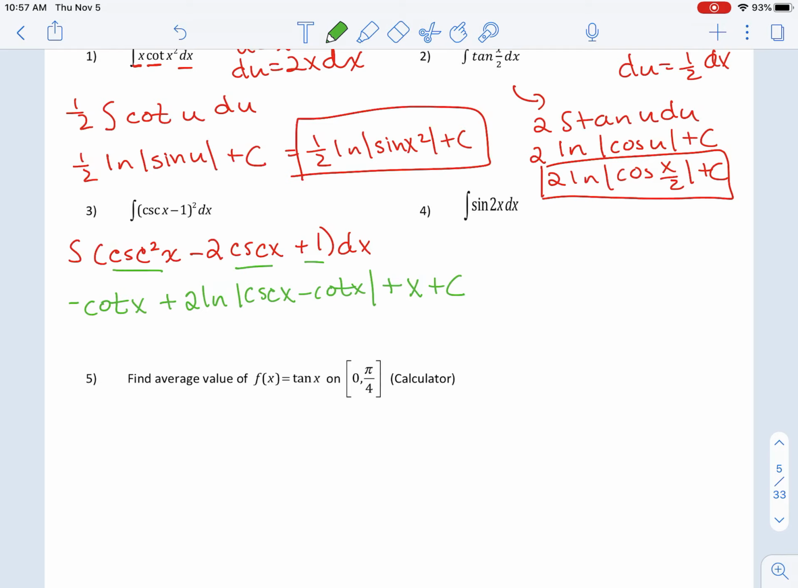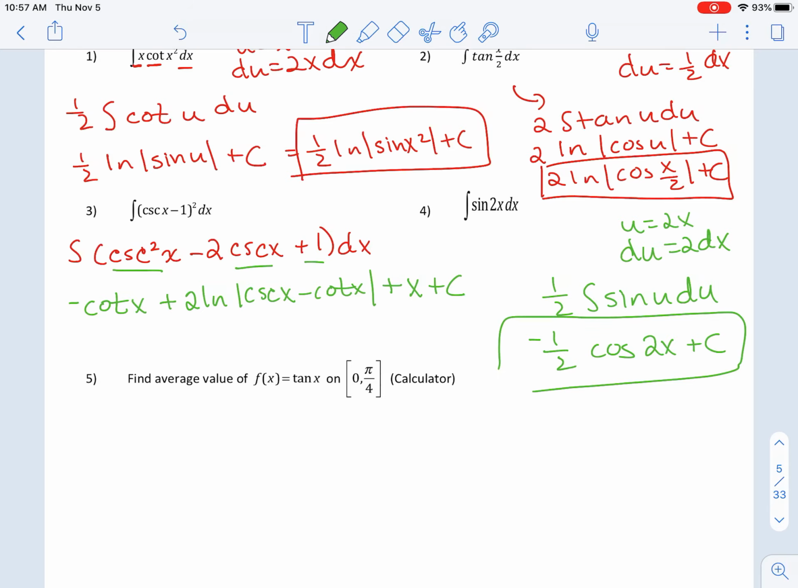Here, this is just going back to our sine. My u is 2x. My du is 2 dx. I need that reciprocal. So this is my rewrite. The antiderivative of the sine is negative cosine. So I'm going to go ahead and substitute in that 2x right away.